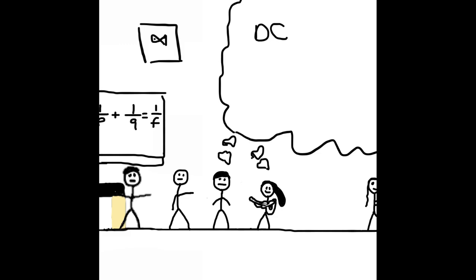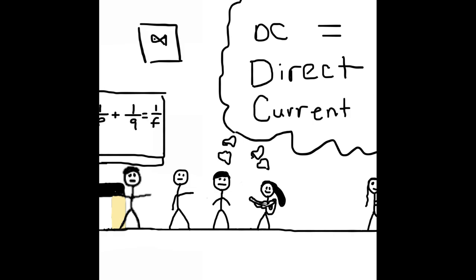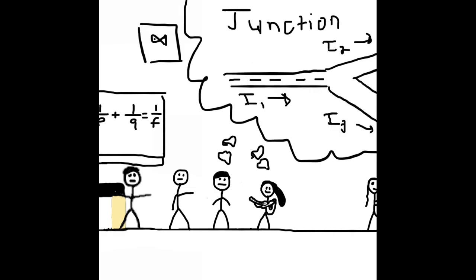Kirchhoff gave us two simple rules to help us solve complex DC circuits. The first one's called the junction rule. It follows conservation of charge: I1 equals I2 plus I3 for 3 currents.